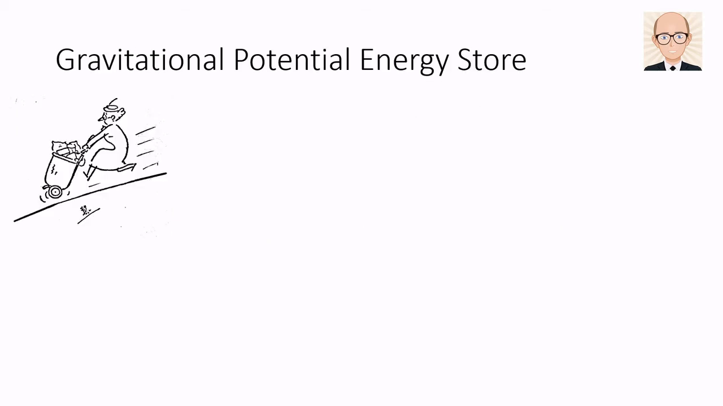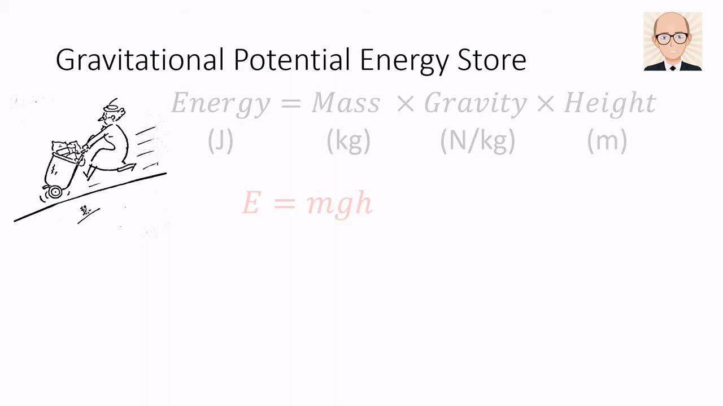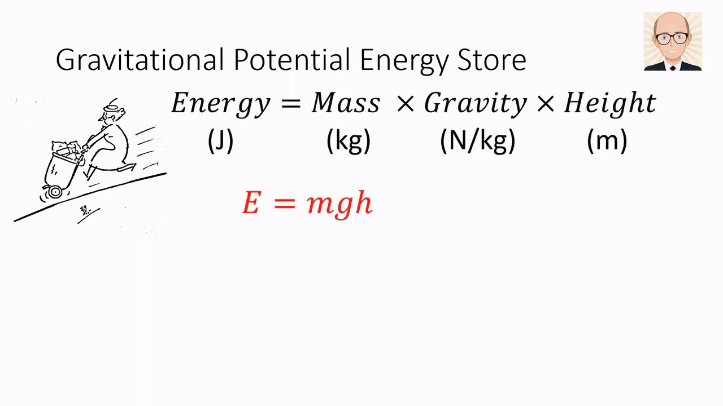Gravitational potential energy is the energy gained by an object as it's raised off the ground. It's also the energy released as an object falls from a height. The factors affecting the quantity of energy stored by such objects are the object's mass, the strength of gravity, and the change in height. This gives us the equation to calculate gravitational potential energy as mass times gravitational field strength times height, or E equals mgh.